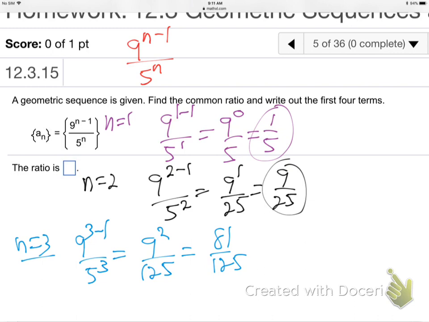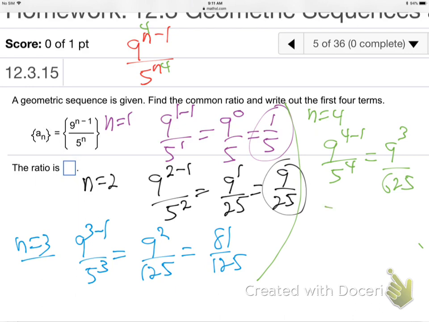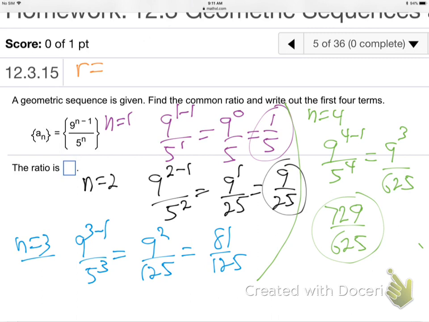So number 4. N equals 4 now. So if you plug in 4, put in 4 here, put in 4 there. So 9 to the 4 minus 1 over 5 to the 4, like that. That's 9 to the 3rd over some big 625. 9 to the 3rd, what's that? 81, 729. So 729 over 625, like that. So that's the fourth term. Now we've got to find out what's happening from term to term. So we got the four terms. So how do we figure out what's going on? What's the R? What's the ratio? What's being multiplied from term to term? What do I do?